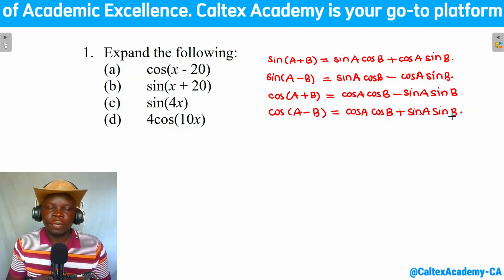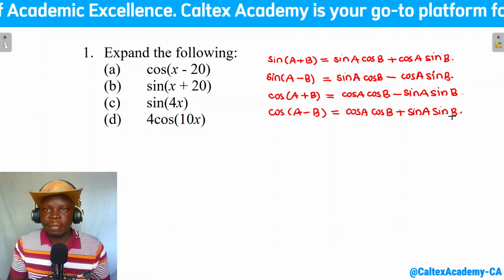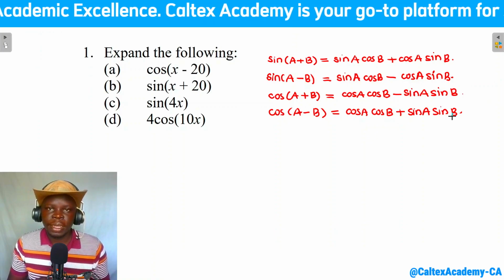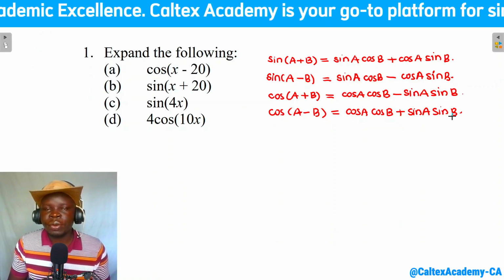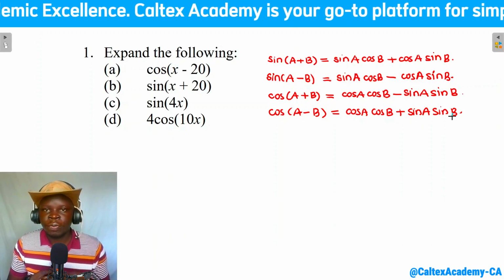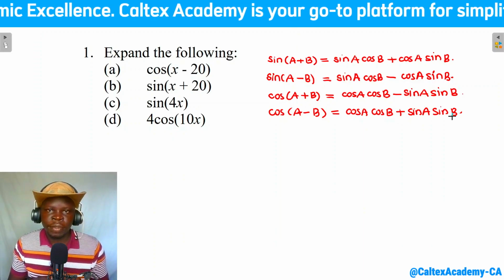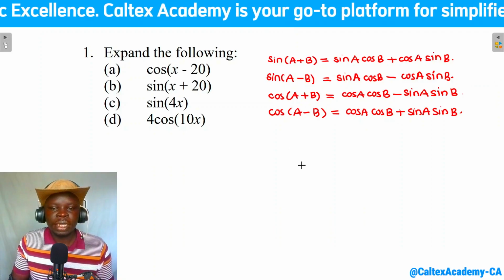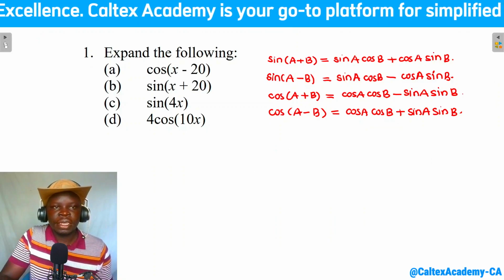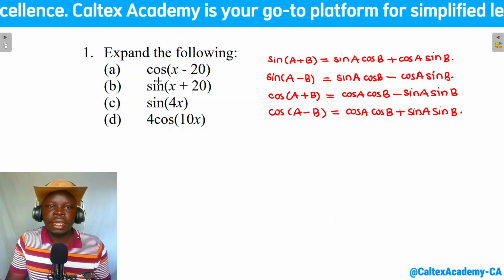Yeah, so those are the four formulas we derived last time, and today we're going to look at how to apply them, and at the same time we're also going to review some double angle formulae we also looked at in previous lessons. So let's take a look at our first question here that says expand the following: cos(x - 20).